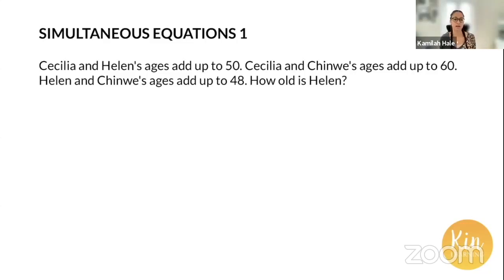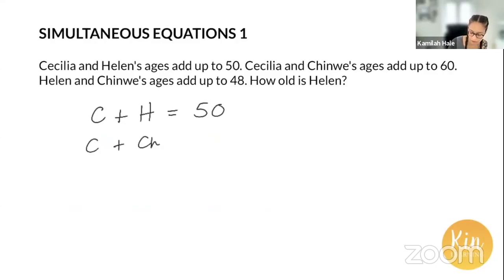So let's write our equations. I would like you to follow along and do this at home with me. So Cecilia plus Helen's ages add up to 50. Cecilia plus Chinwe, I need to abbreviate, but I've got two C's, so I'll put CH for Chinwe, equals 60.